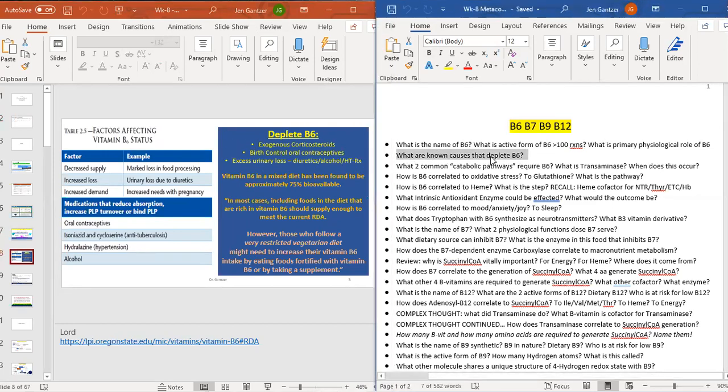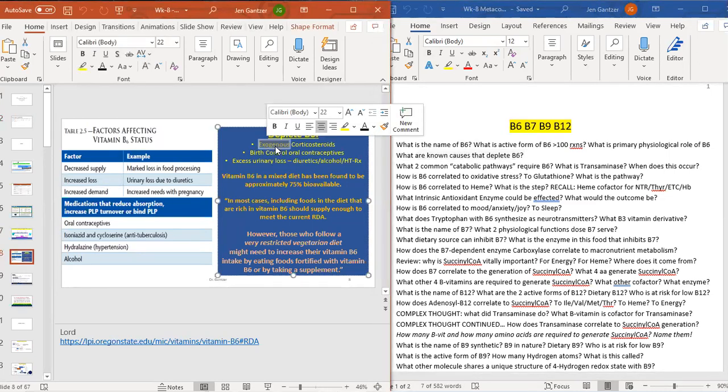So what are the known causes that deplete B6? These are important because if you look at this simple list of three bullet points, and there are three more points, these are the people that you have to be worried about for being B6 deficient. So the categories are anybody that's on an exogenous corticosteroid.